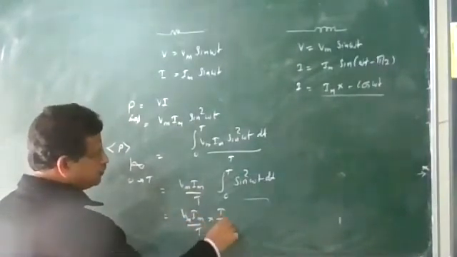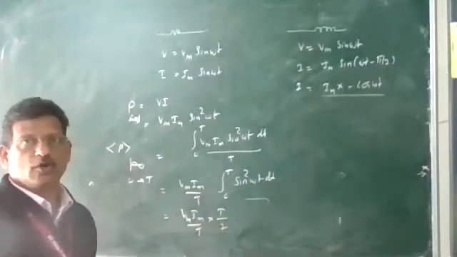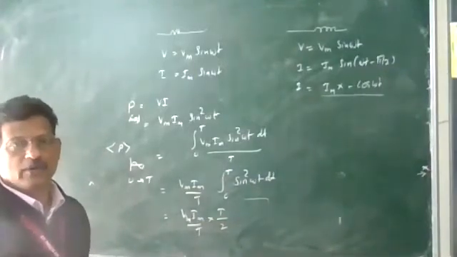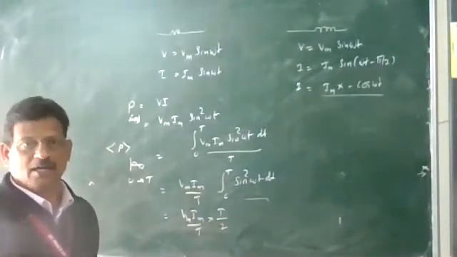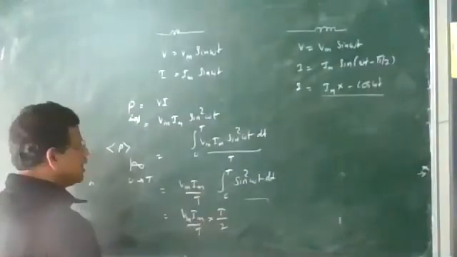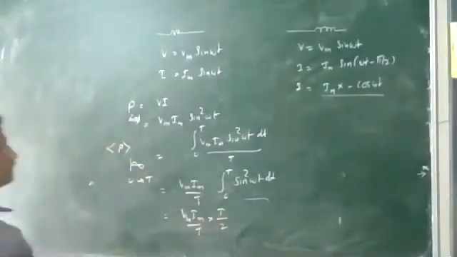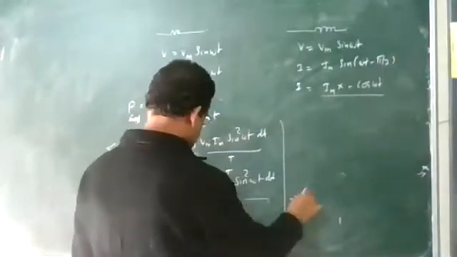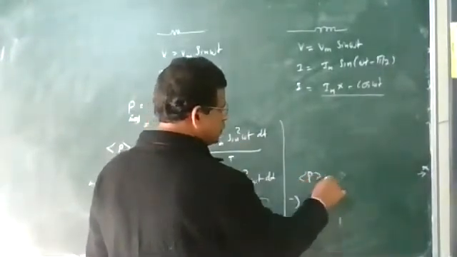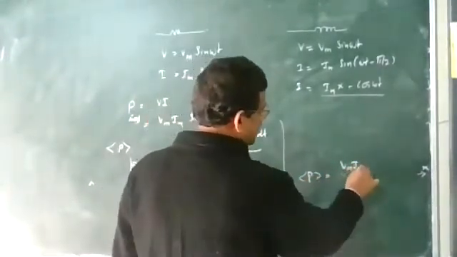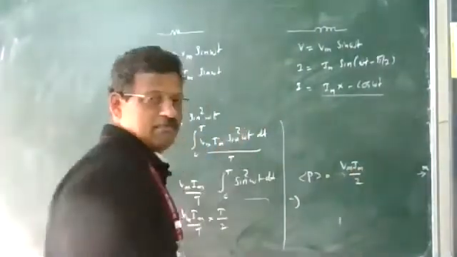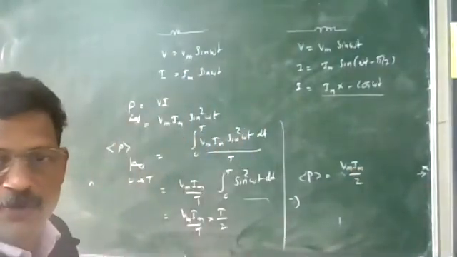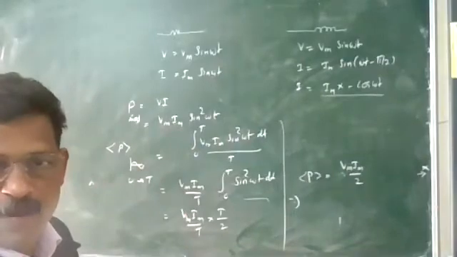It is T by 2. 1 minus cos omega t by 2, we have to integrate. The value is t by t common integral, so t cancels and we get the value here. The average power over one cycle is Vm Im by 2. So the average power of a resistor circuit is Vm Im by 2.